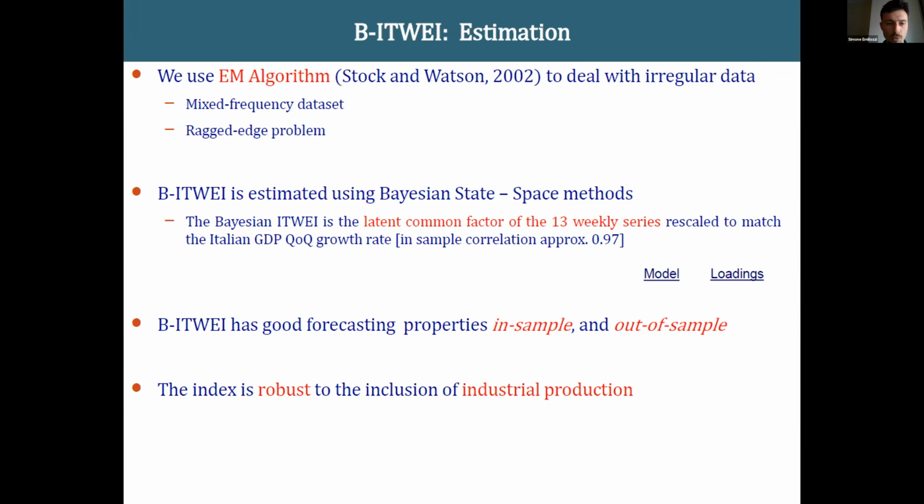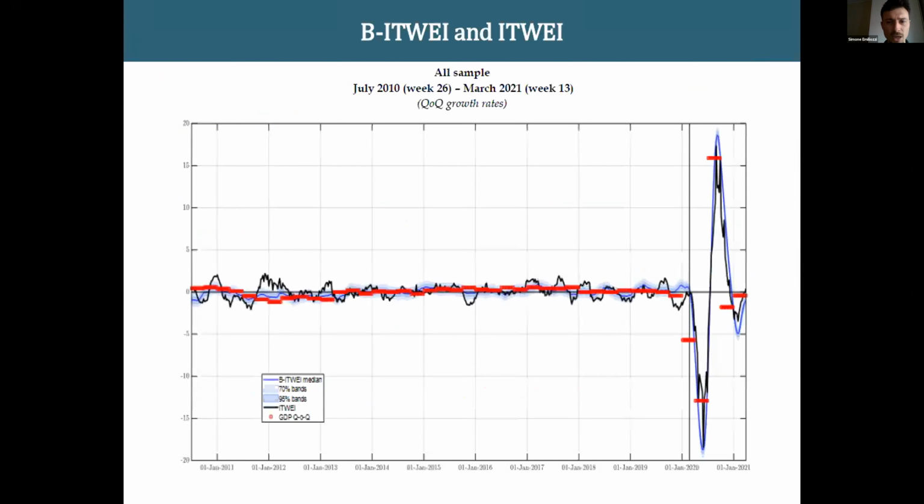Basically, what we find is that this Bayesian index, that is the first latent common factor of the 13 series, rescaled with a regression on the Italian GDP quarter-on-quarter growth rate, does a good job both in tracking economic activity and in nowcasting, both in sample and out of sample. Let me skip the detail on the industrial production. Let me show you the index on the whole sample.